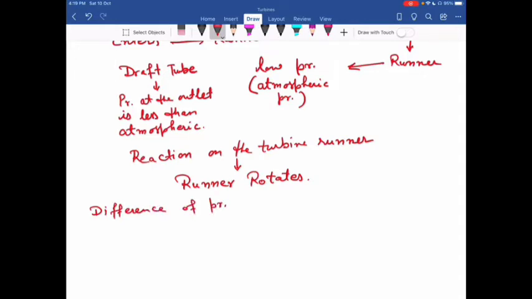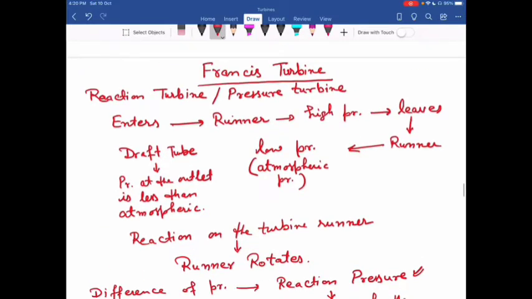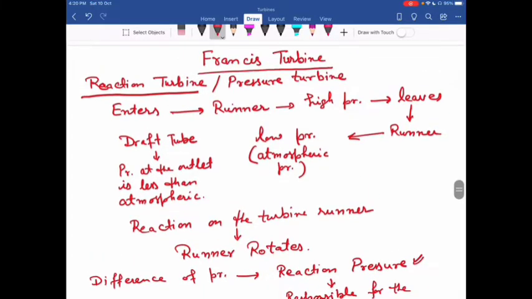that is from the higher side to the lower side, that difference of pressure we call the reaction pressure. Now, this reaction pressure is responsible for the rotation of the runner. So, due to this reaction pressure, we call the Francis turbine a reaction turbine.